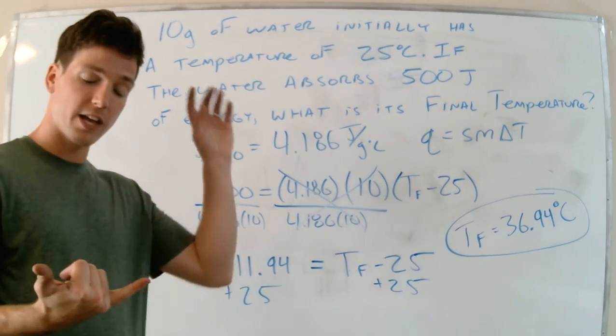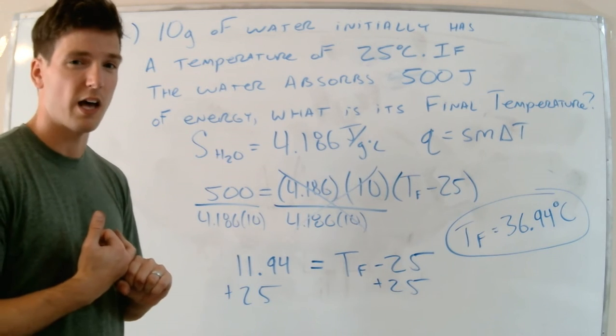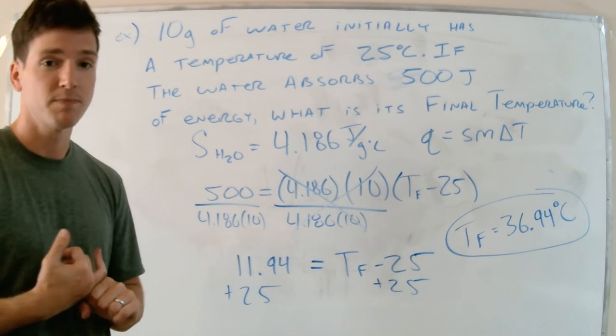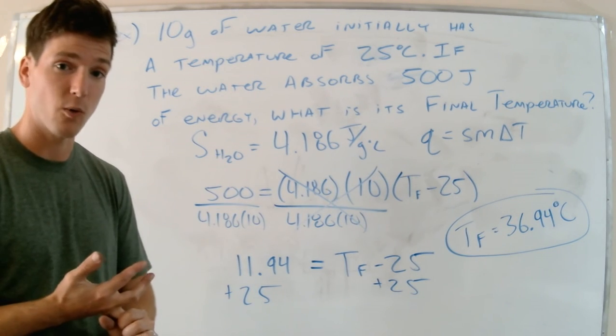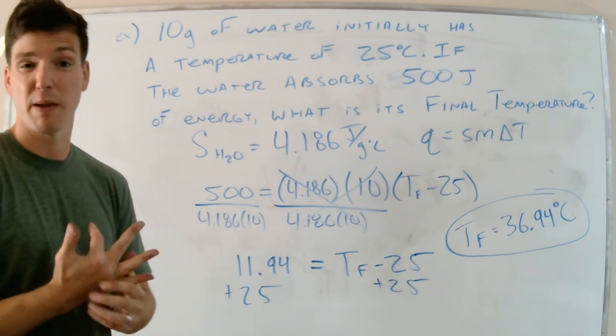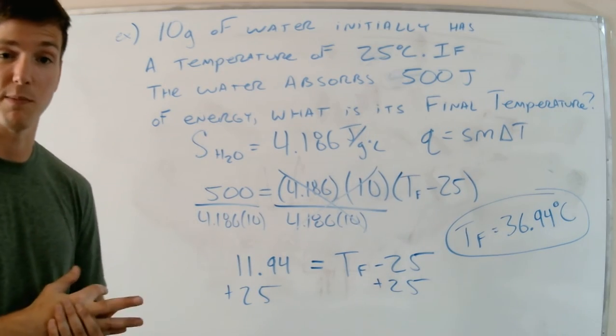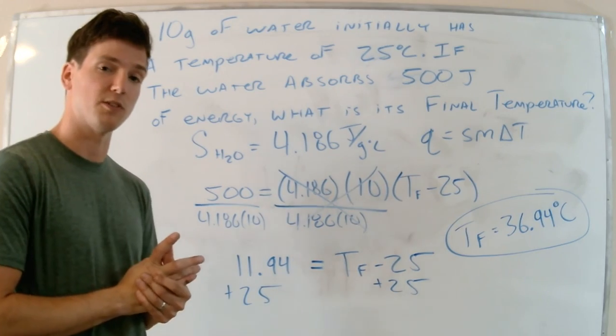That is QSMAT in a nutshell. Make sure you understand how specific heat tells you how easy it is to heat up a metal. Make sure you know how to use the QSMAT equation to find energy, maybe mass, maybe temperature change, maybe temperature initial, temperature final, and how to find specific heat with QSMAT.